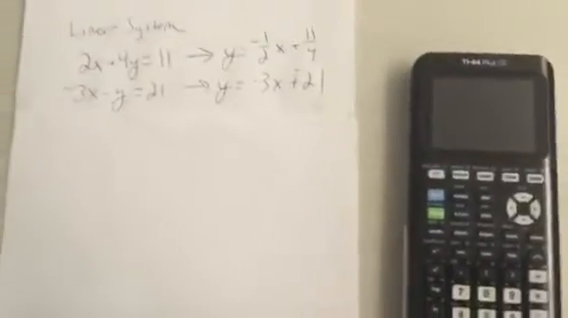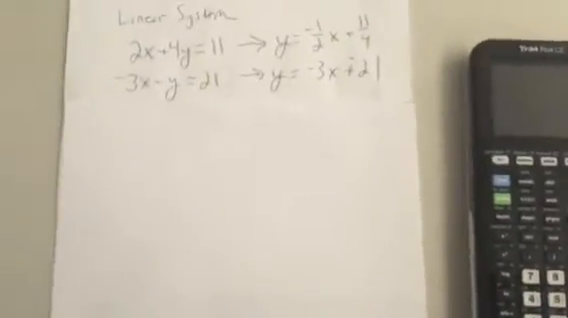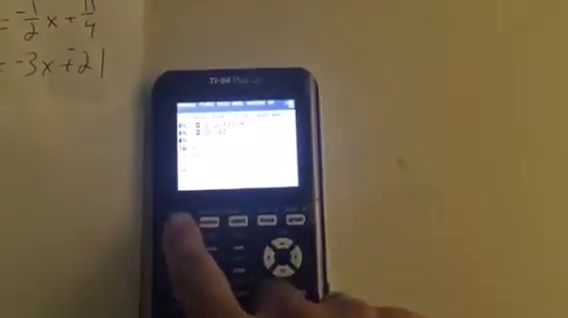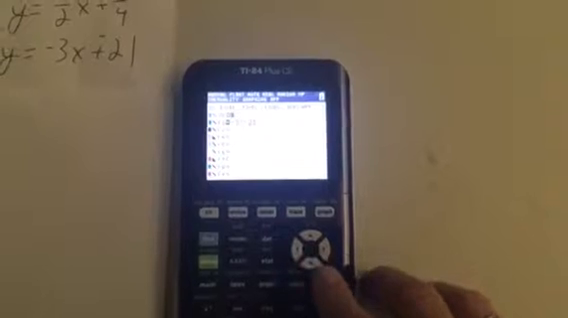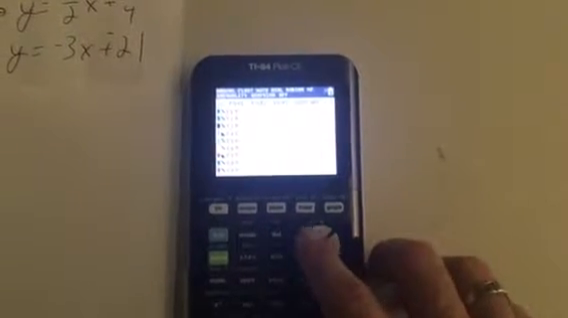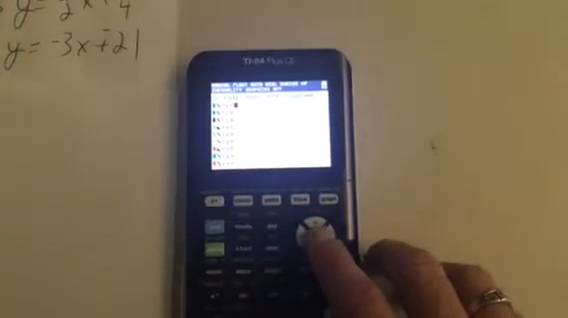Once I have the equations in slope-intercept form, I can then turn the calculator on and go to where we have y equals. At y equals, I'm going to type in those lines so that we can ask the calculator to graph them and find their point of intersection.